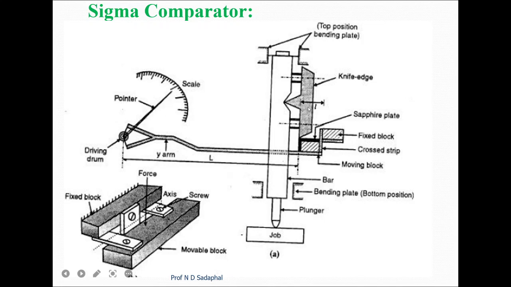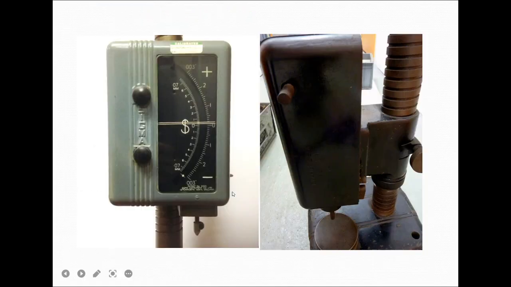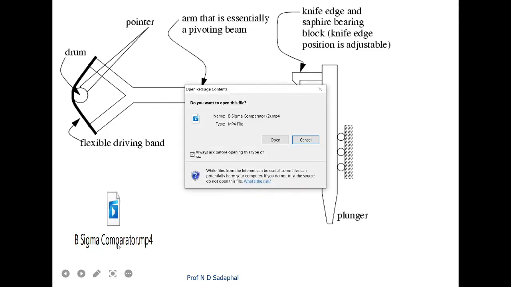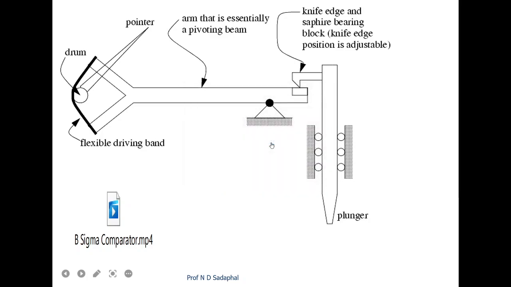So whenever plunger is moving up and down, this knife edge will also move up and down. Due to that, this movable block will also move up and down, and due to the motion of movable block, the Y arm will deflect or it will oscillate, and due to the oscillation of Y arm, your pointer will deflect on the calibrated scale. So we will see again one video for this. Carefully listen.